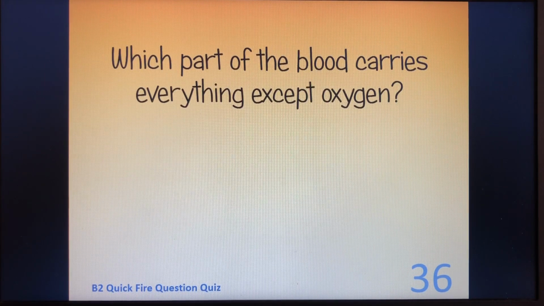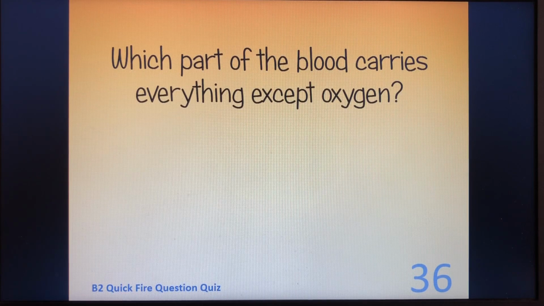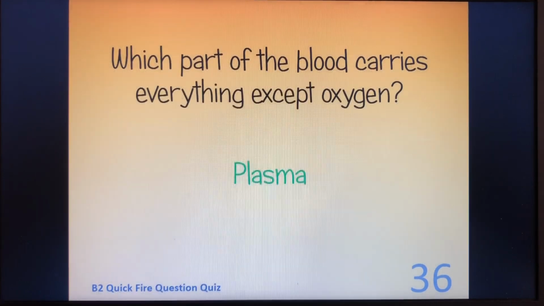Okay, moving on, question 36. Which part of the blood carries everything except oxygen? Okay, oxygen's carried around in the red blood cells, so which part of the blood carries everything except the oxygen? And the answer is, of course, the plasma. It's what makes the blood runny and fluid. More than 50% of the blood is plasma, carrying urea, glucose, any digested food material, carbon dioxide, water, okay, many things, everything except for the oxygen.